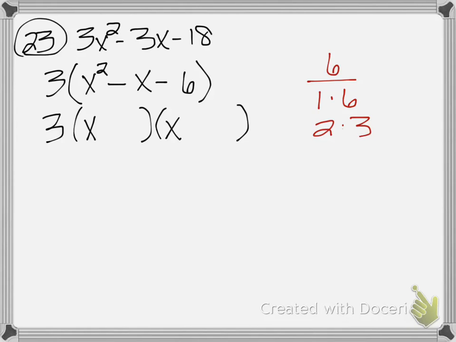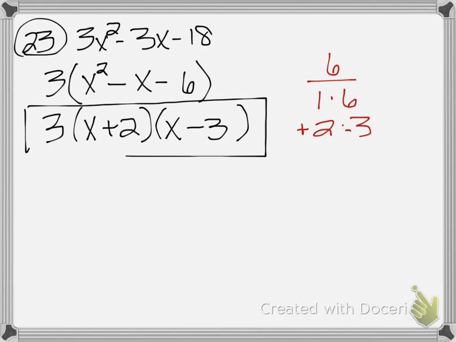Well, if the 3 is negative and the 2 is positive. That would definitely multiply to get -6, and that would definitely add to get you -1. So we'll put in a +2, and we'll put in a -3. And there's our factored answer. 3 times x plus 2 times x minus 3.